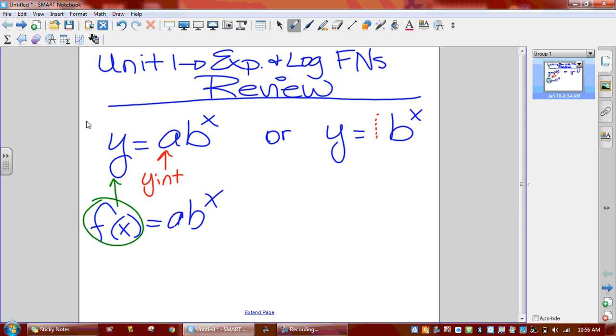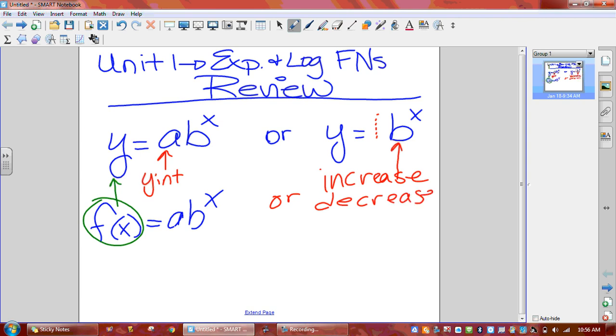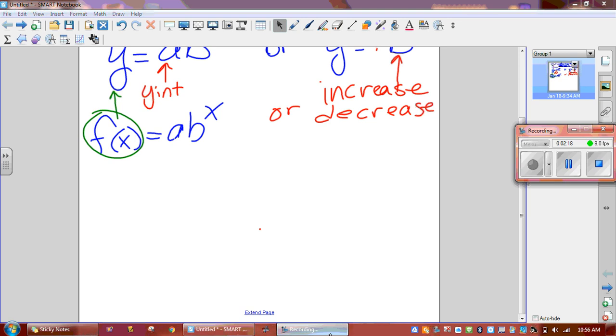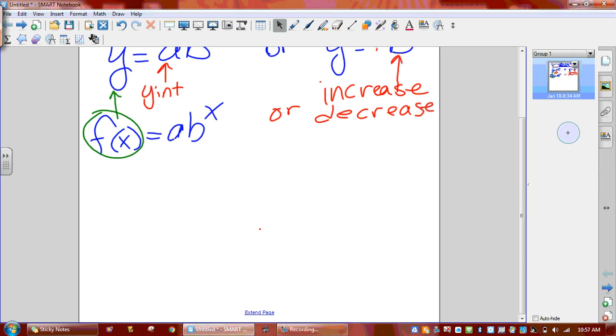Now the b value, we've identified what the a value does. The b value, what's his job? Who remembers that? Anybody? It tells us up or down. So it tells us increase or decrease. And it tells us according to whether it's a fraction or decimal. Okay?